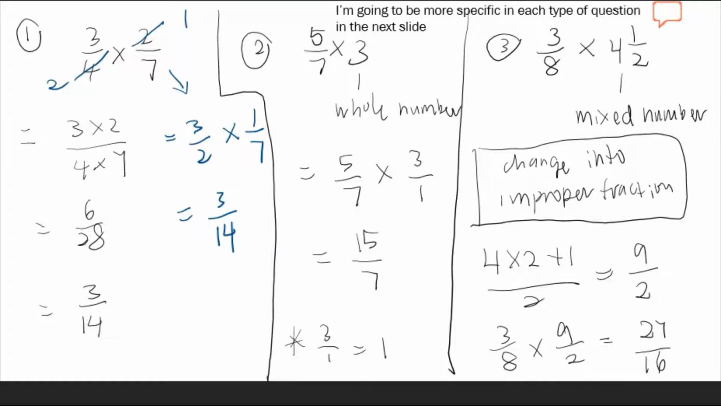So 4 times 2 plus 1 over 2 gives you 9 over 2. So 4 1 over 2 equals 9 over 2. 4 1 over 2 is the mixed number and 9 over 2 is the improper fraction. They both have the same value or same decimal value, they're just in different form. But improper fraction is what we need when we want to multiply the fractions.